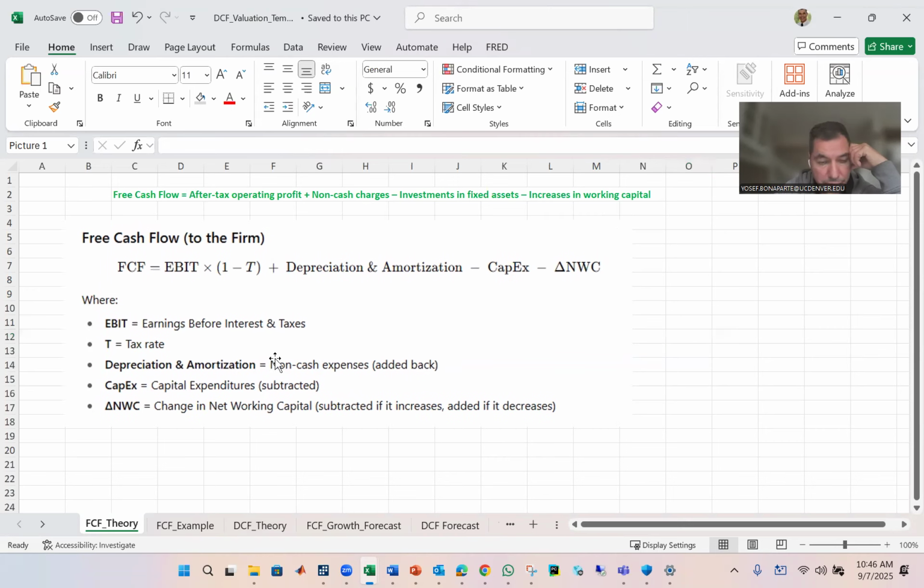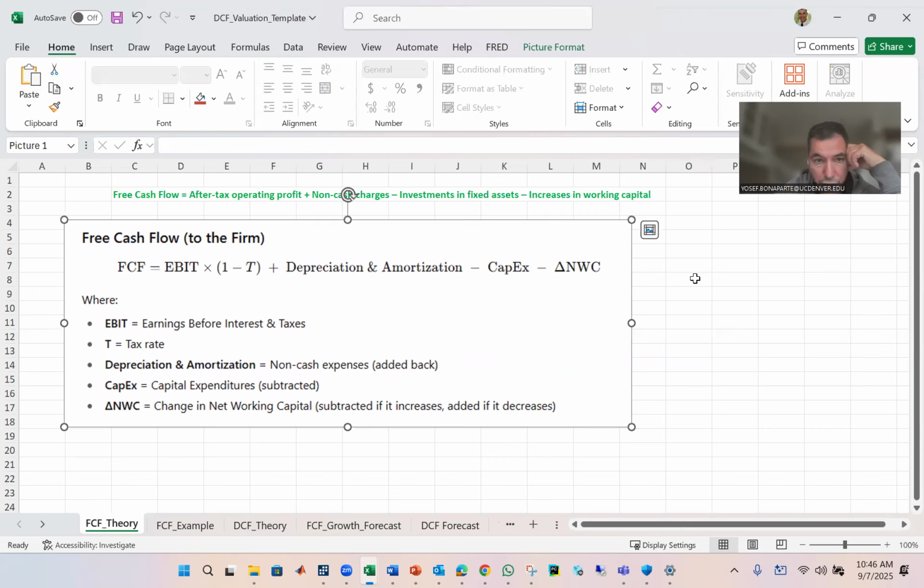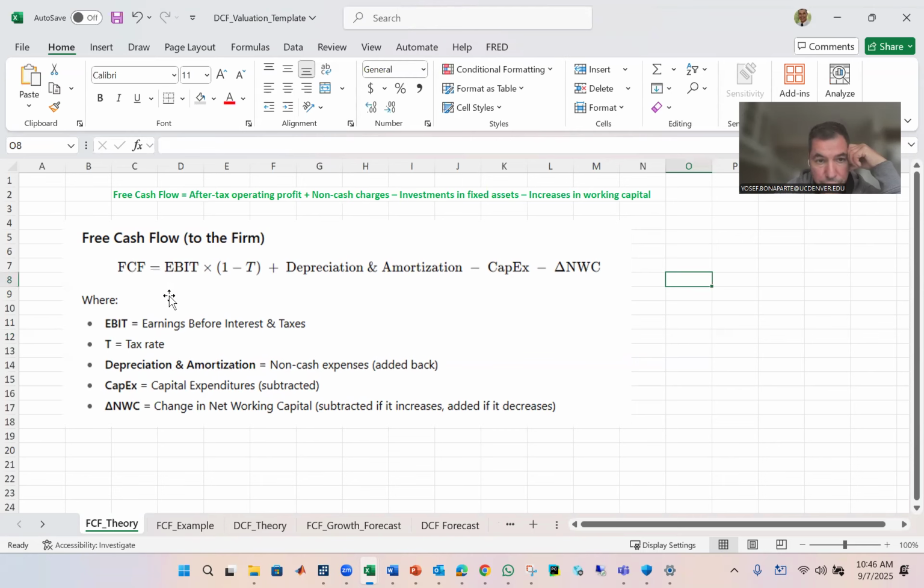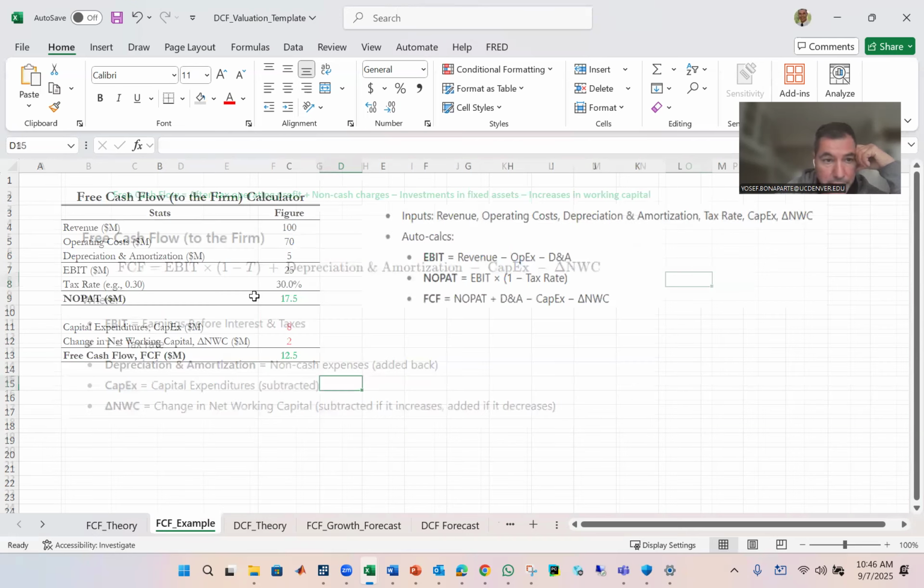The formula here, if you want to see more algebra: free cash flow to firm is EBIT times (1 minus T), where EBIT is earnings before interest and taxes, plus depreciation and amortization, minus CapEx, which is capital expenditure, and minus changes in net working capital. Well, here's an example if you like it.